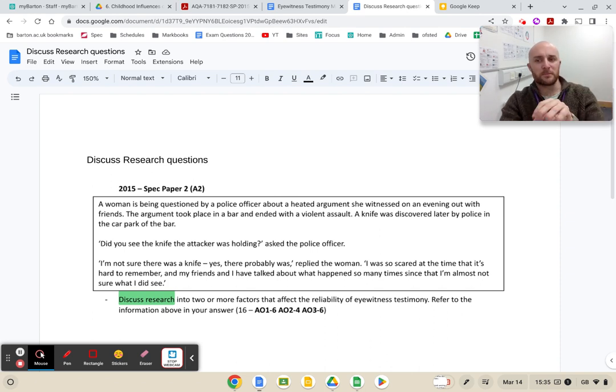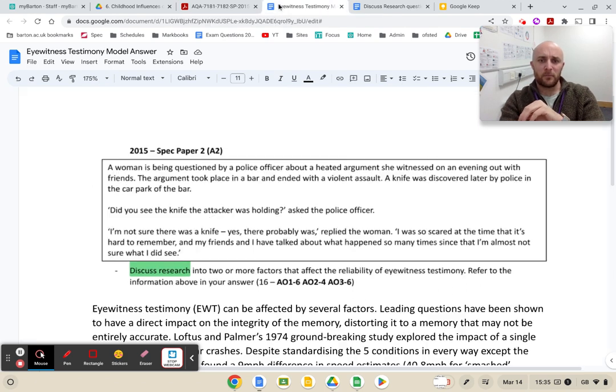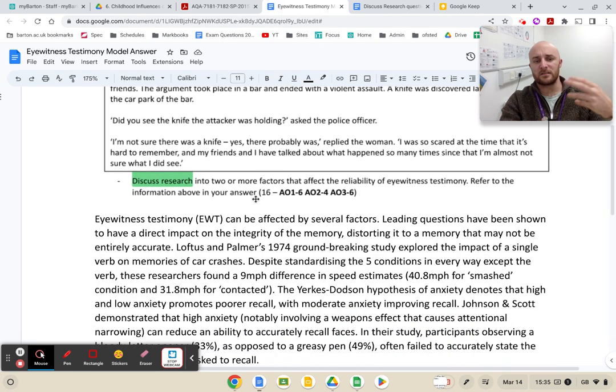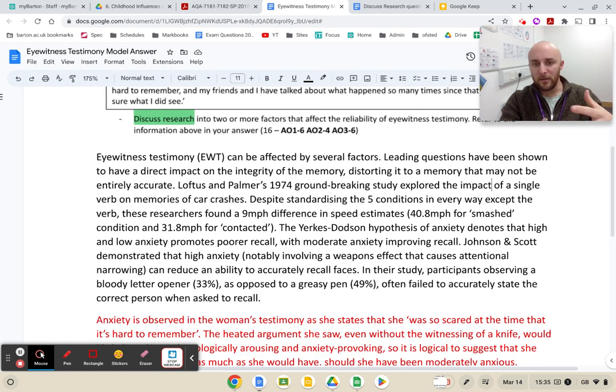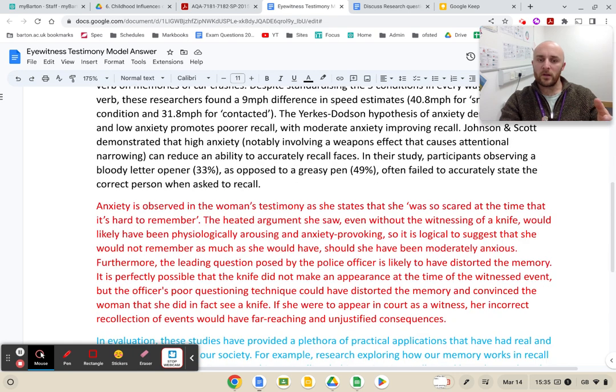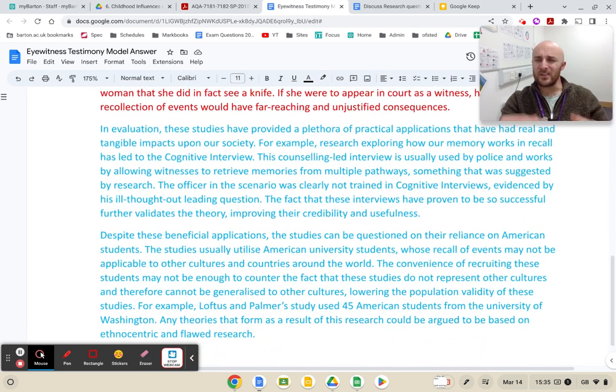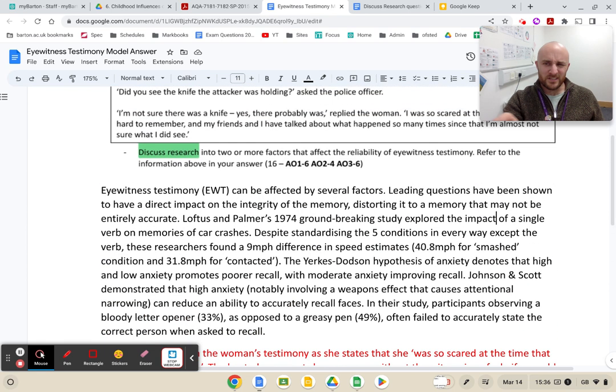Just one final thing on this, by the way, when it comes to evaluating these points. So for example, on this one here, we've got discuss research into factors. I've gone for Loftus and Palmer. I've gone for anxiety. I've gone for Johnson and Scott. When it comes down to your evaluations, students sometimes say an advantage of this research is that it's backed up by research. That's not answering the question. The research is in the AO1, right?